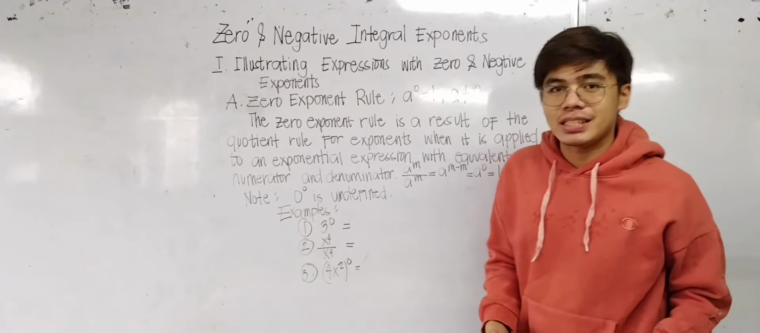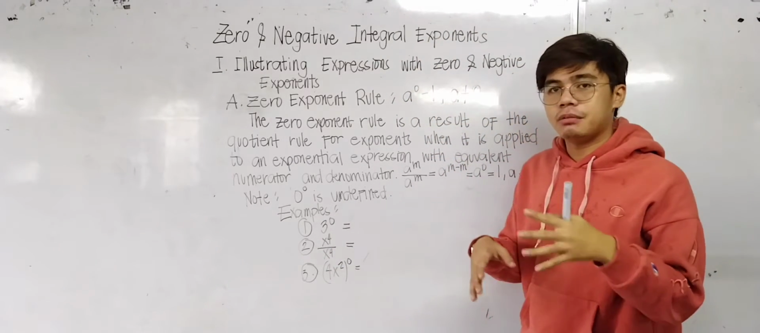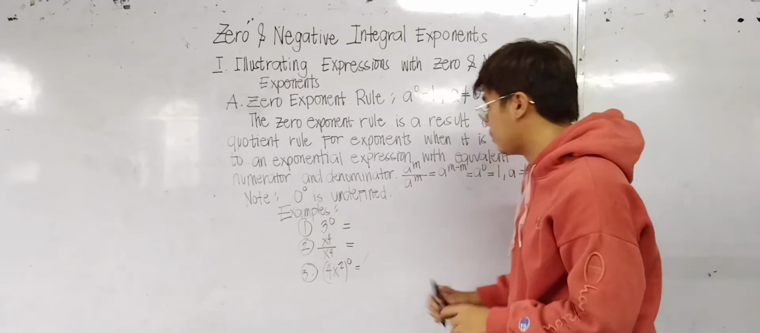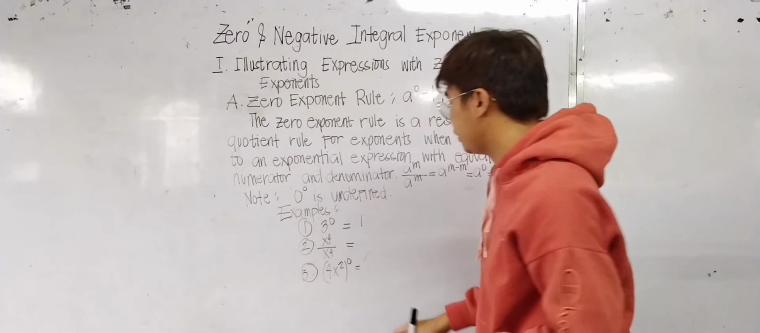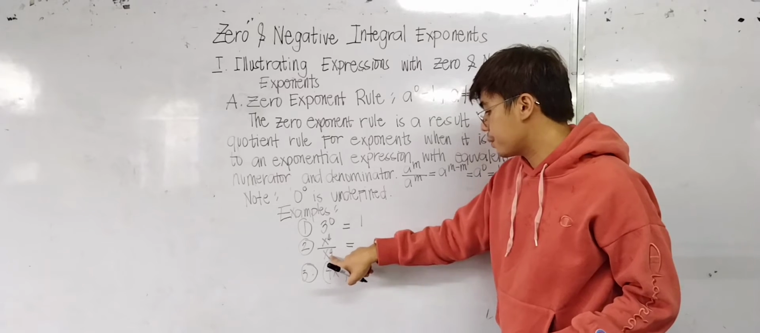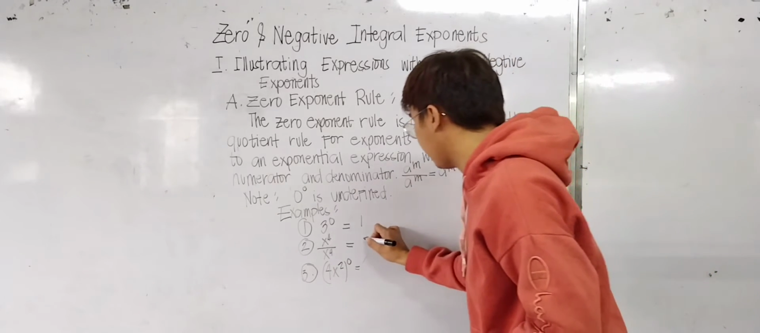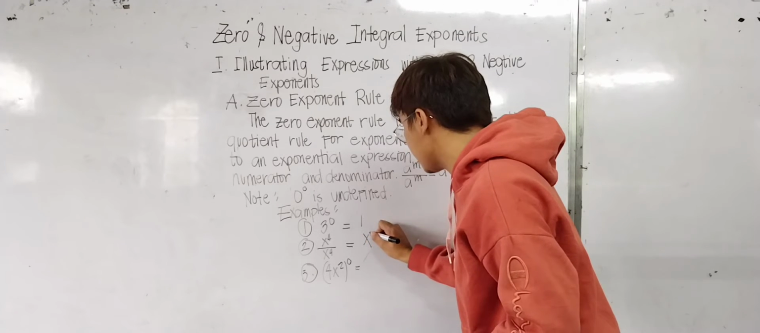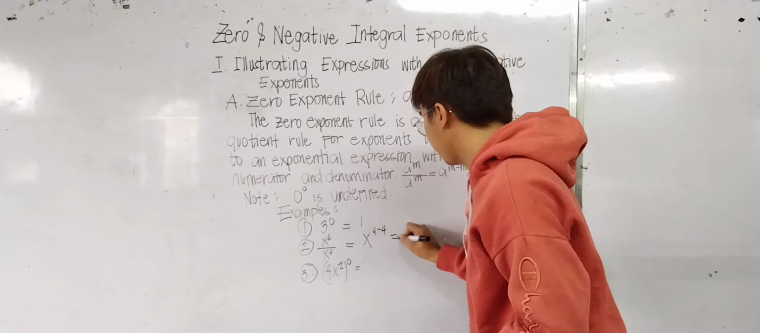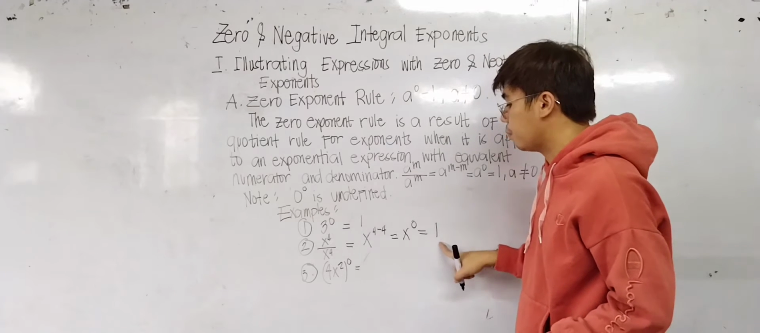Okay, let's try example number 1. So we have 3 raised to 0. We need to remember that any base, or any number, raised to 0 is equal to 1. Number 2, we have x raised to 4 over x raised to 4. We follow the quotient rule of exponents. We copy the same base x, and for the exponent, 4 minus 4. So we have x raised to 0, which is equal to 1.